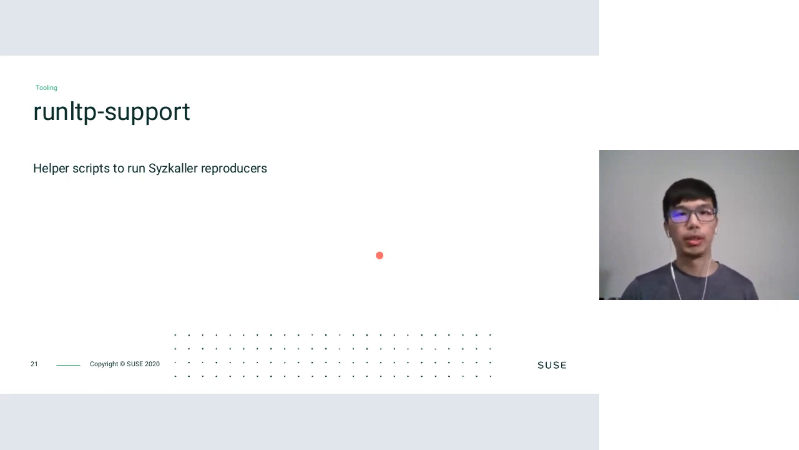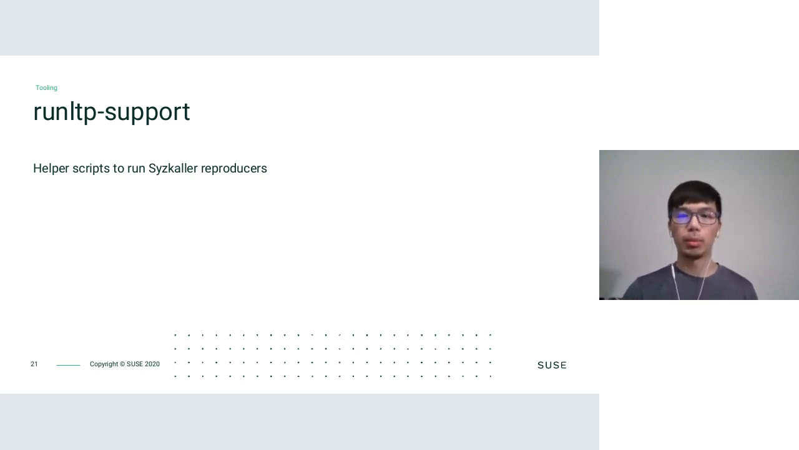Another tool that I'm using is runltp-support. This one is again by Richard Pelishrup. Again, apologies about the name. This is a set of helper scripts that runs Syzkaller reproducers. So it handles running multiple instances of the test, so I can test in parallel, which is much faster. And it also has some scripts that help me deal with the result files.